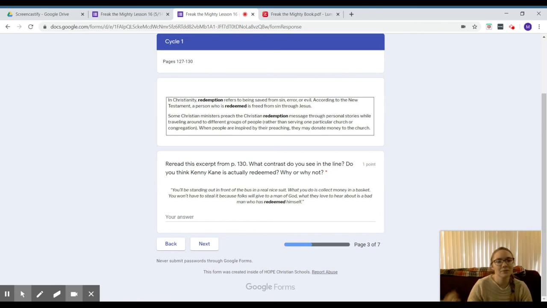So let's reread this excerpt from the page that we just read, page 130, and what contrast or differences do you see in the line? Do you think Kenny Kane is actually redeemed? Why or why not? You'll be standing out in front of the bus in a real nice suit. What you do is collect money in a basket. You won't have to steal it because the folks will give to a man of God. What they love to hear about is a bad man who has redeemed himself.